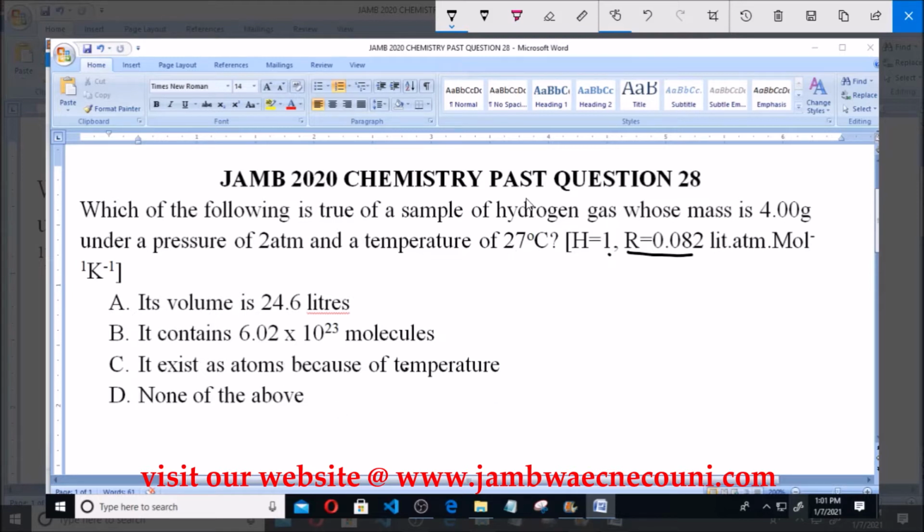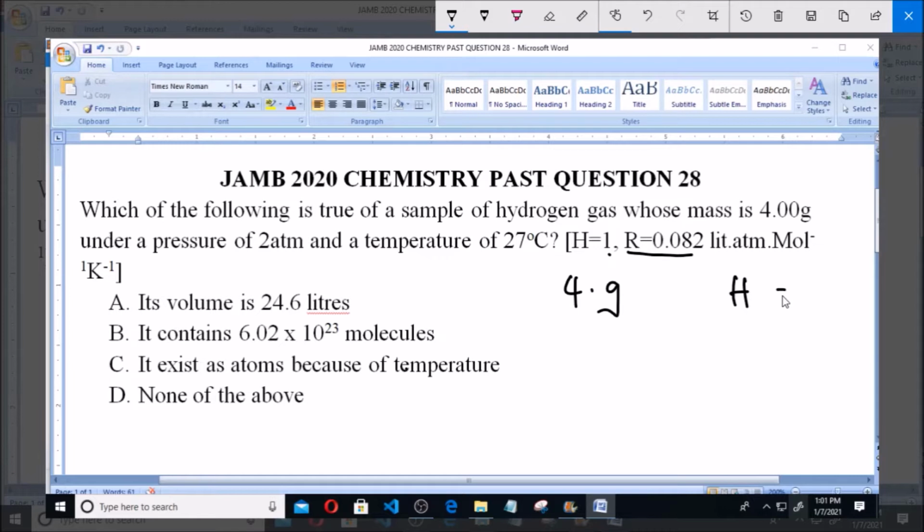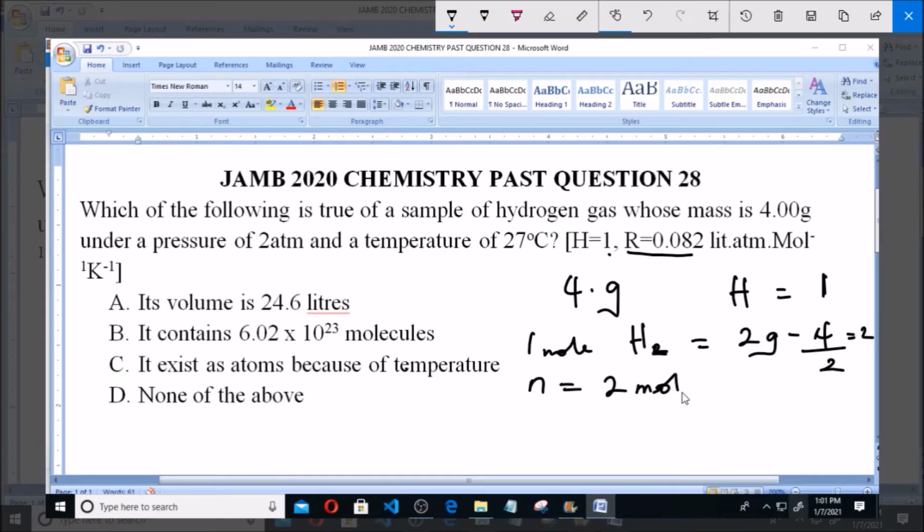Now looking at this question, we are given hydrogen gas with a mass of 4 grams. The molar mass of hydrogen, that is for one atom of hydrogen, is 1, and 1 mole of hydrogen is represented as H2, so that is equal to 2 grams. The mass given to us is 4 grams, so to get the moles of hydrogen, we simply divide the given mass, 4, over 2, and that gives us 2. So the moles of hydrogen, n, is equal to 2 moles.